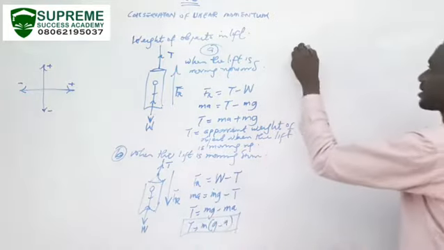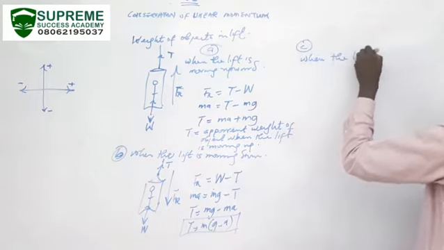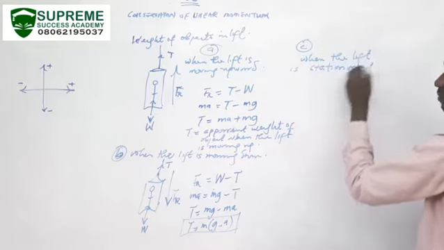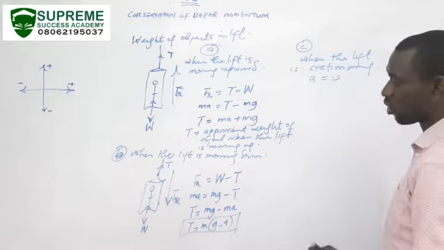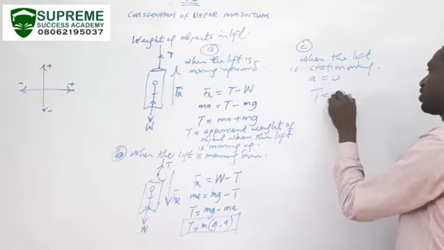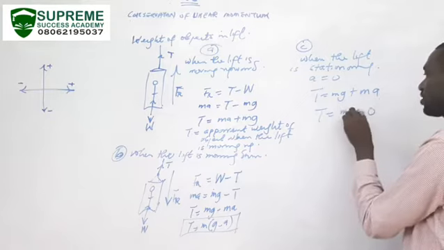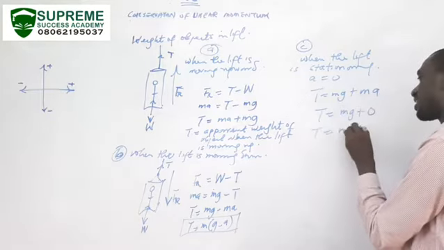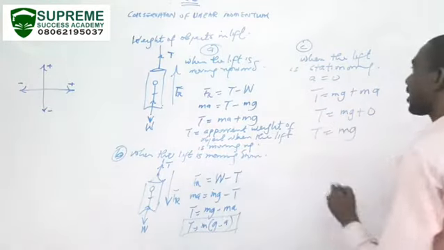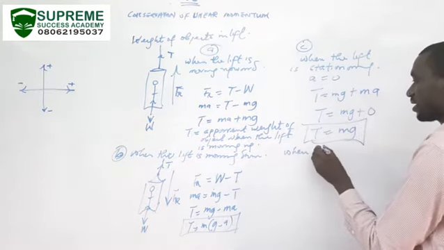Now let's look at another scenario when the lift is stationary. When the lift is stationary, what is happening? It means acceleration equals 0. So if the acceleration equals 0, T equals mg plus ma. Therefore, this guy equals 0, mg plus 0. Your weight inside the lift equals the weight of the object on ground. Take note of that.